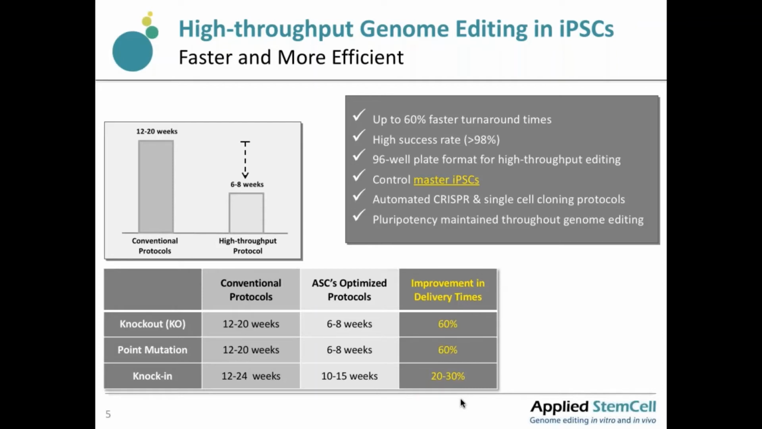So for example, here we have 3 different types of mutation: knockout, point mutation, and knock-in. And we are able to save basically 60% time for knockout and point mutation, and 20 to 30% time for making knock-in mutation.